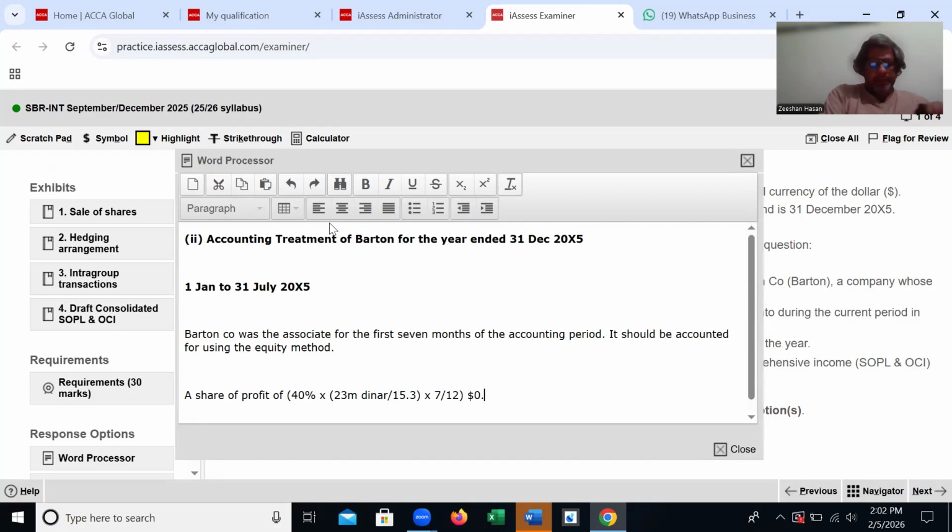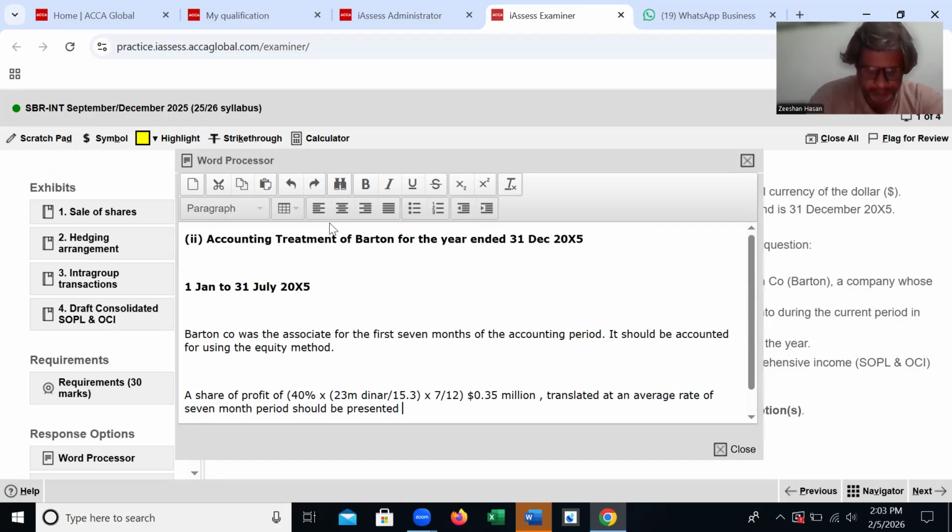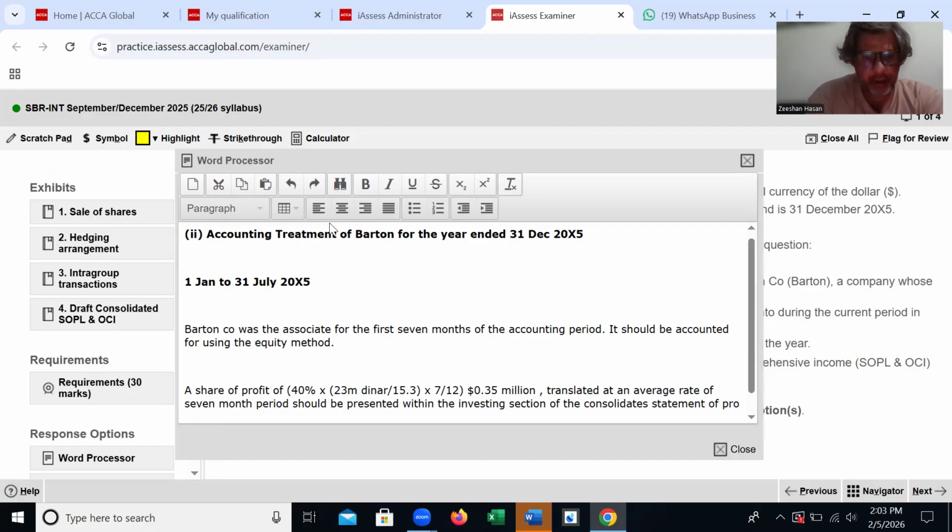Second, $0.03 million. Translated at an average rate for the 7 month period, should be presented within the investing section of the consolidated statement of profit or loss.